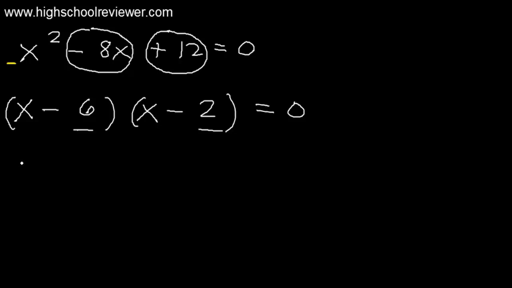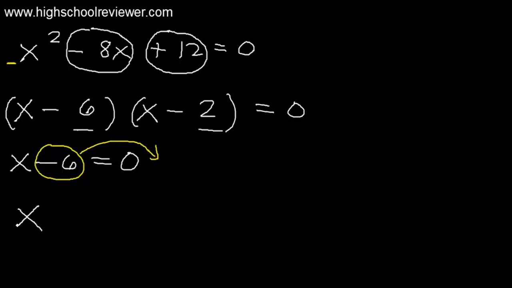Let us now solve for the values of x. The first value of x will be x minus 6 equals 0. To find x, we need to transpose or transfer negative 6 to the other side. If we transpose negative 6, what will be left on the left side will now only be x. And if we transpose negative 6 to the other side, it will change sign. So this will become positive 6. So our x sub 1 is positive 6.